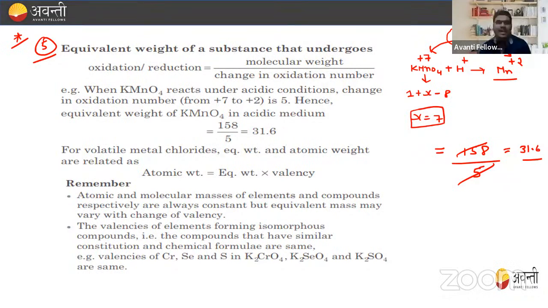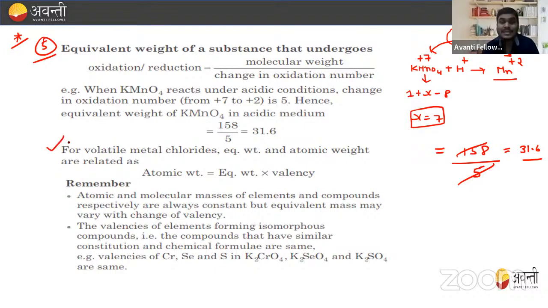So for any substance that will undergo oxidation or reduction, we can calculate the equivalent weight of that substance by dividing by the change in the oxidation number, that is, how much change is present in the oxidation state. Good. So I hope this is clear to you. Now, let's move to the next thing.